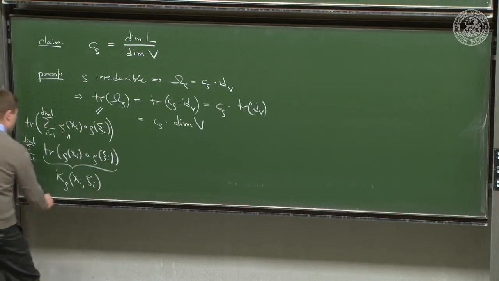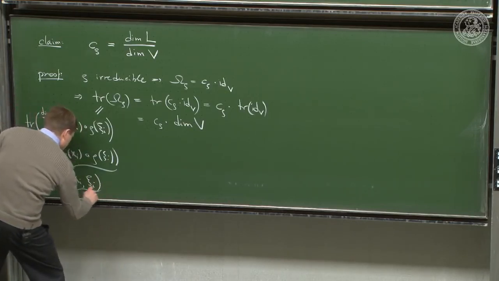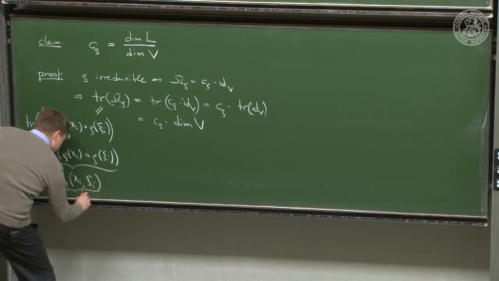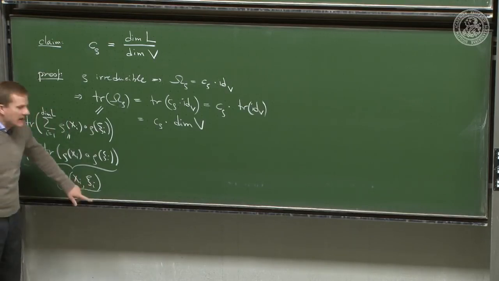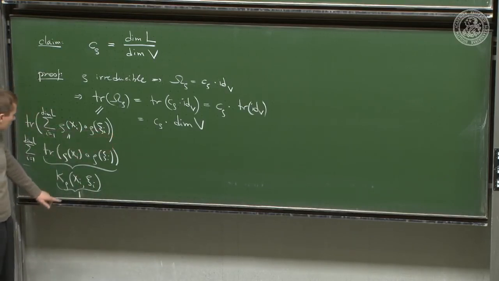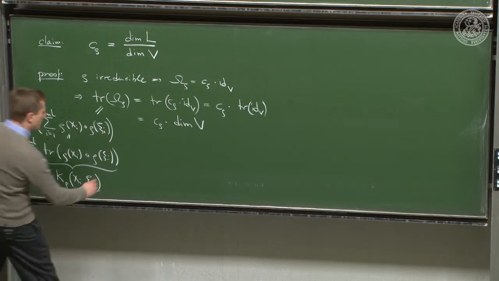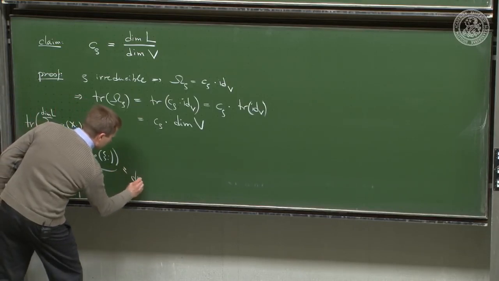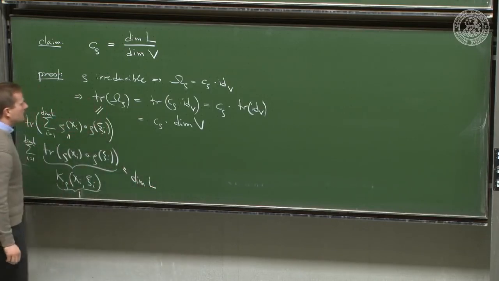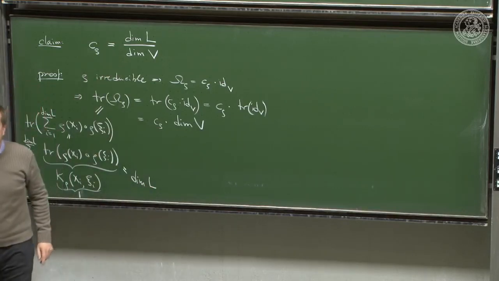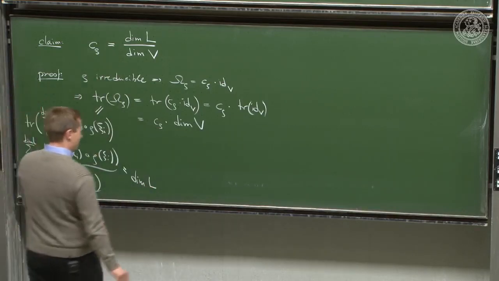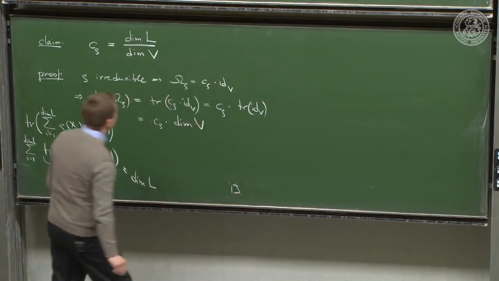But the xi i's were chosen exactly such that this is delta ij, so this is always 1. For every i, this is 1. So we have the sum over i equals 1 to dim L of 1, and that very nicely is dim L. So dim L is C rho times dim V, so C rho is dim L divided by dim V. Okay, good. So that comes out.